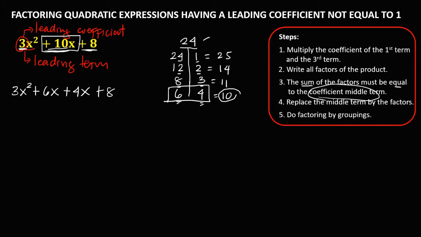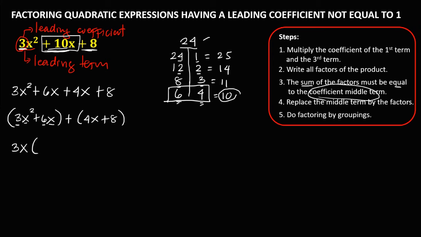So the first two terms, that's the first group. So we have 3x squared plus 6x. This one belongs to the first group. Then plus 4x plus 8, which belongs to the second group. To do factoring, we're going to use a common monomial factor. For the numbers, we have 3 and 6, divisible by 3, you put 3 outside. Then x squared and x, divisible by x, so you put x outside.